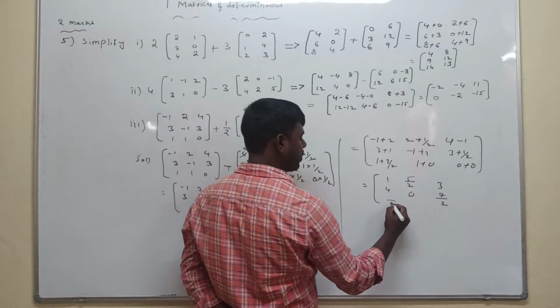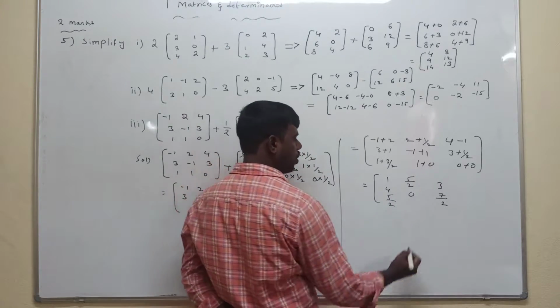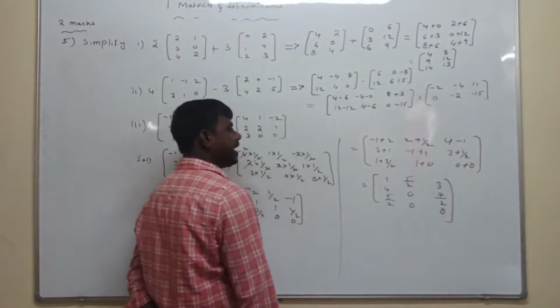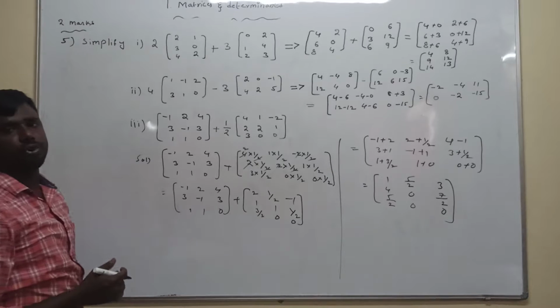So here the LCM is 2. 2 into 1 is 2, 2 plus 3 is 5. This value is 5 by 2. 1 plus 0, 0 plus 0. This is the required solution for the fifth question. This is the solution of the fifth answer.